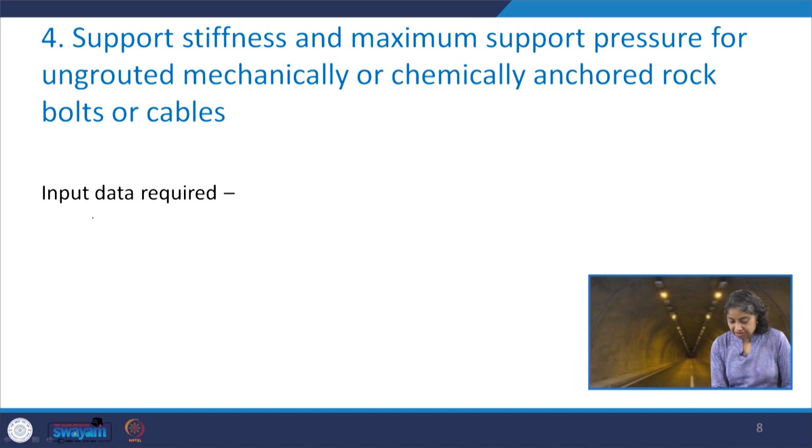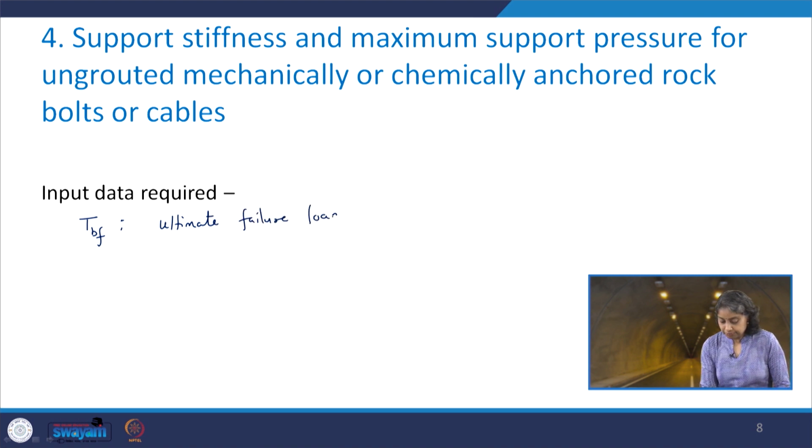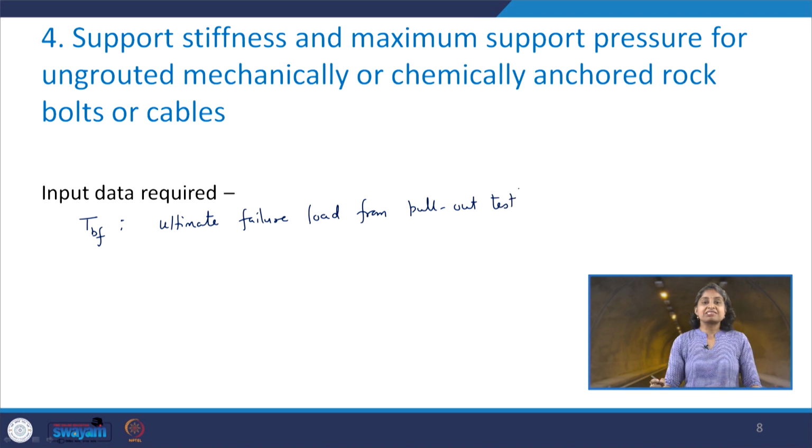Further, we would need TBF, which is the ultimate failure load from pull-out tests. And in the previous class you have seen how the typical result from the pull-out test with reference to ungrouted mechanically or chemically anchored rock bolts looks like, and how we can determine this TBF from that test result.